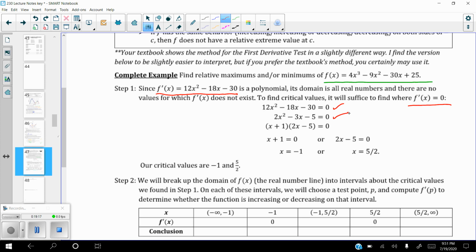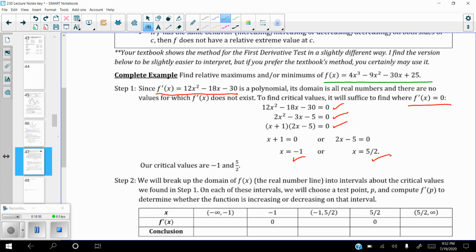And then we factored. Once we factored the quadratic, you get (x plus 1)(2x minus 5) equals 0. Set each factor equal to 0, and we get that x equals -1 or x equals 5/2 are our critical values. So we list those as -1 and 5/2.